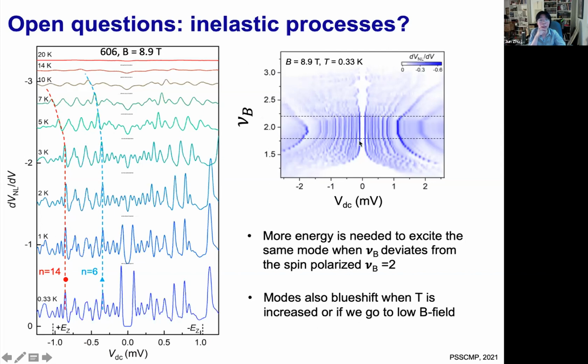Then as we move away from nu = 2 in the bulk, you can see how these resonances are all sort of blue shifted, right? It seems like we need to consume more DC bias in order to launch the same magnon modes if the bulk is not fully spin polarized.